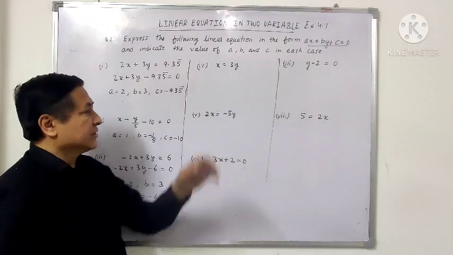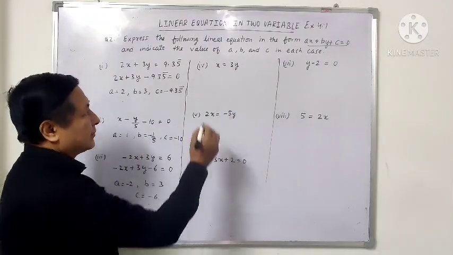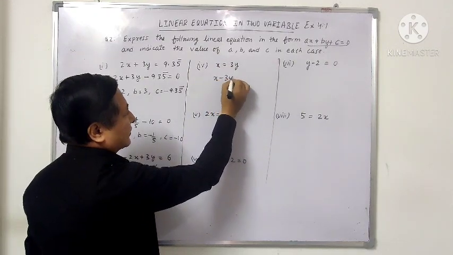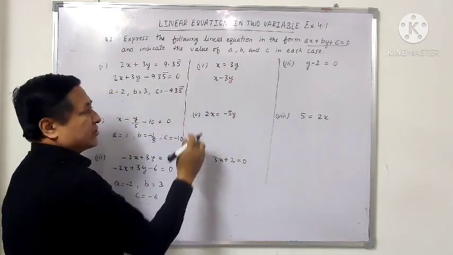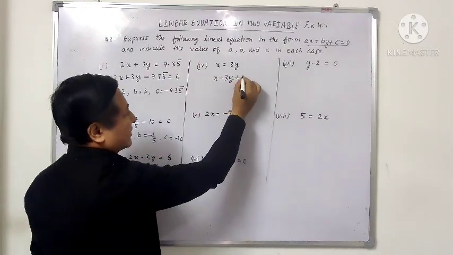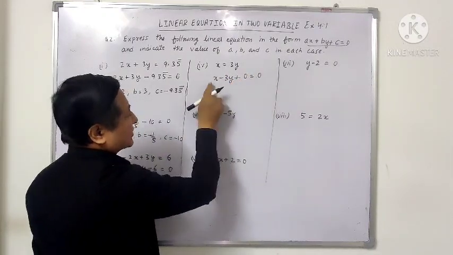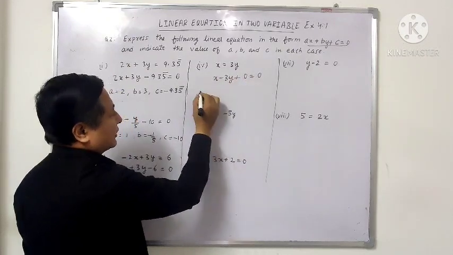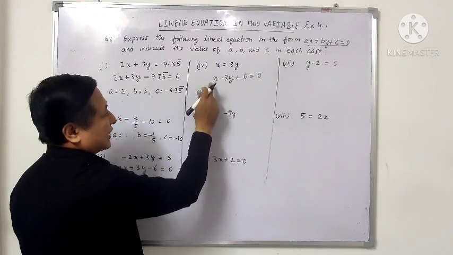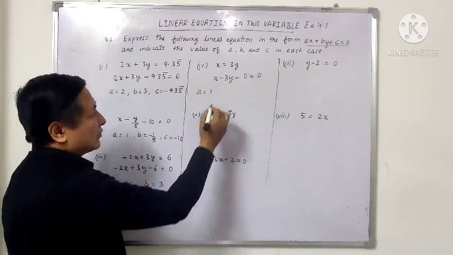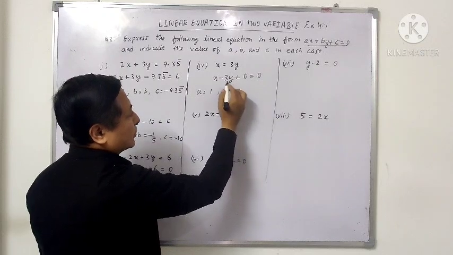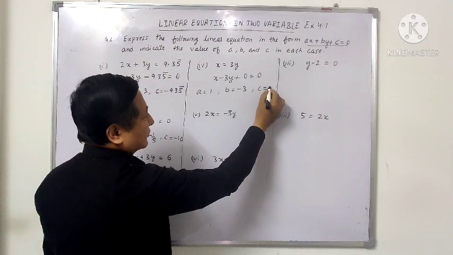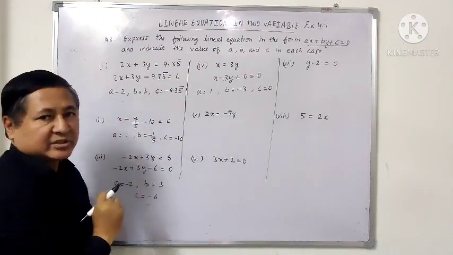Now let's take the fourth part. I will transpose this 3y to this side to make it x minus 3y. But you can see here, we don't have c, so in the place of c, I will write 0 equals 0. So this is ax plus by plus c equals 0. Now the value of a in this case is 1, as the coefficient of x is 1 here. The value of b is minus 3. And here the constant is 0, that is, the value of c is 0.